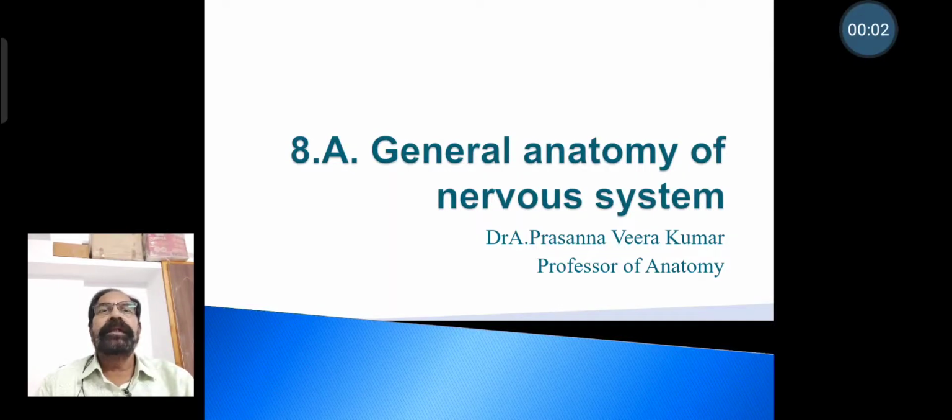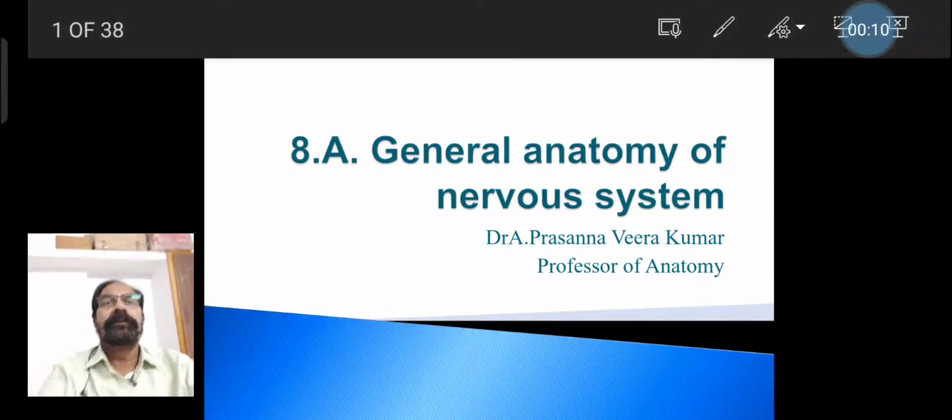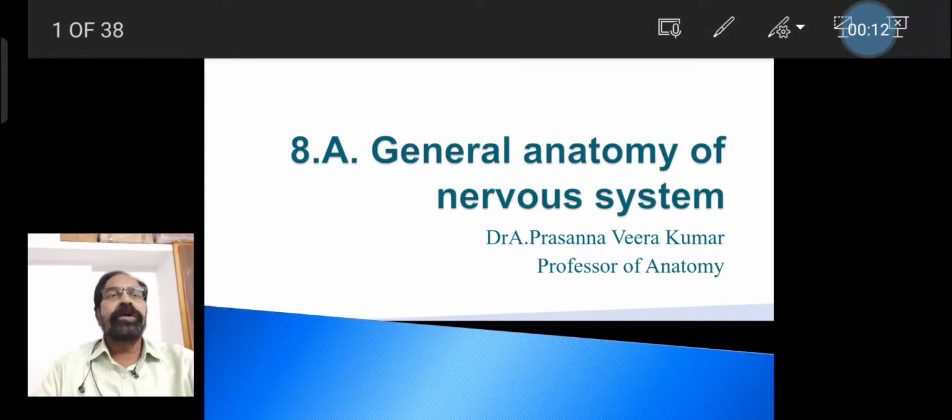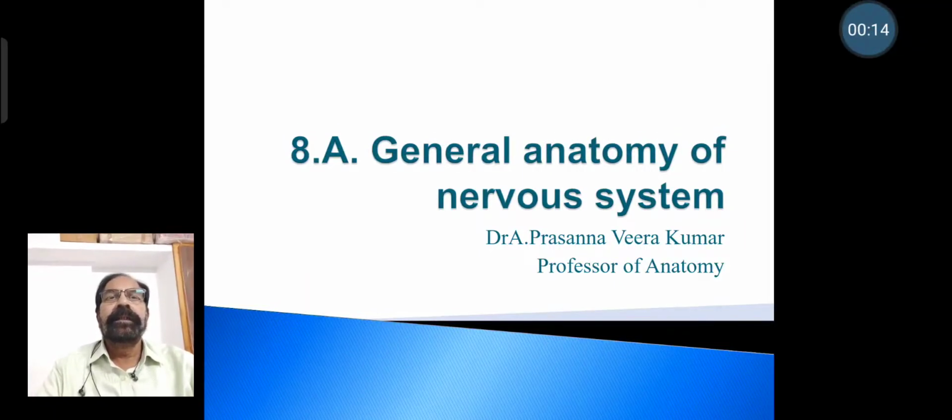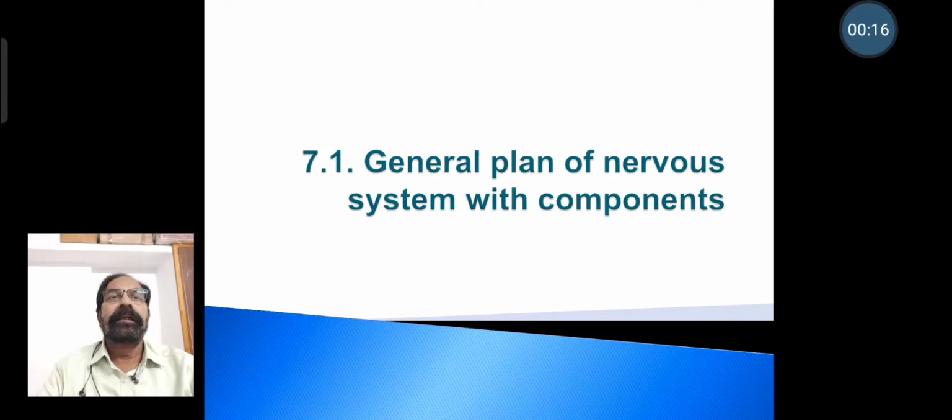So the topic is general anatomy of nervous system. So in this topic we will be covering the competency, general plan of nervous system with its components.